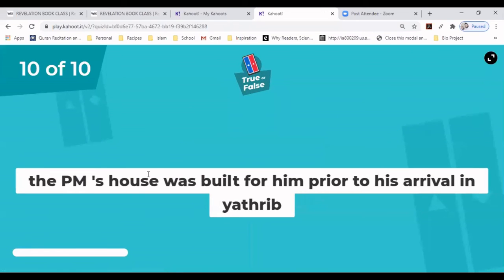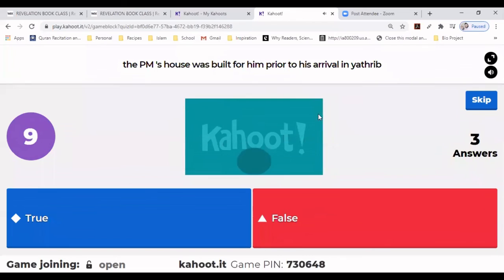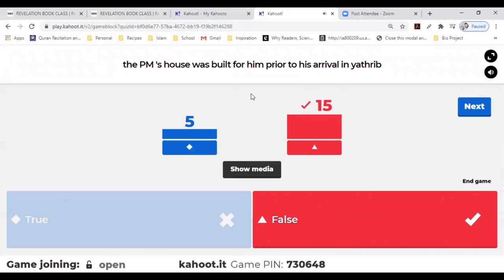Number 10, true or false? The Prophet Muhammad's house was built for him prior to his arrival in Yathrib. Was it before he came or after? So true or false? Was it built before? That is false, and most of you got that perfectly correct, mashallah.